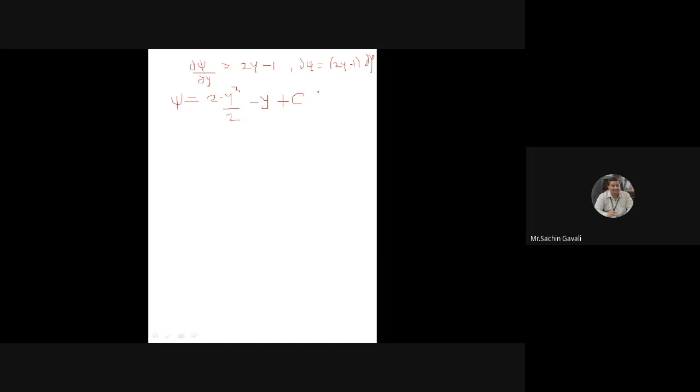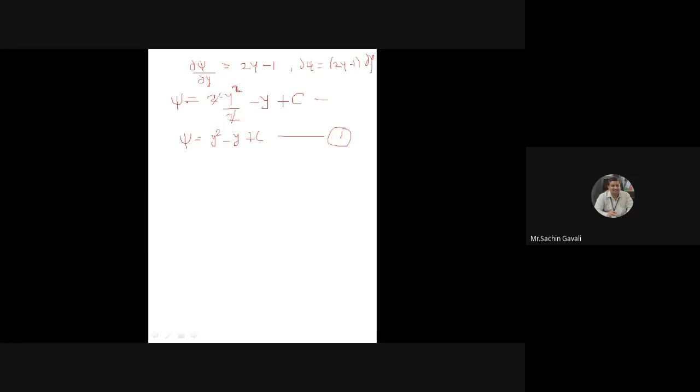Give equation number 1 afterwards. So this 2 and this 2 will get cancelled. Therefore psi is coming as y square minus y plus c, and give it equation number 1. Up to this, no problem? Anybody having problem? Psi is equal to y square minus y plus constant of integration c. Understood? It is simple mathematics, we have to concentrate. If understood, then I should proceed to the next.